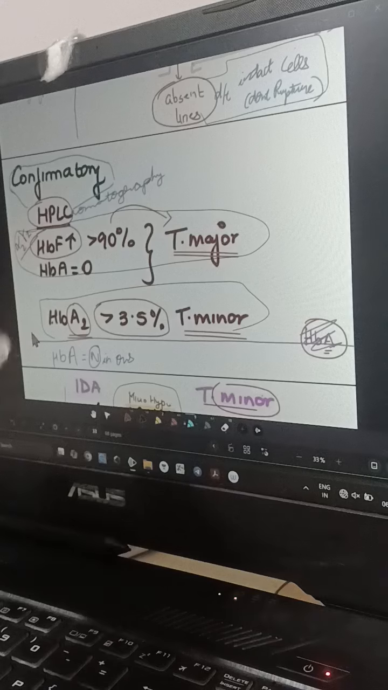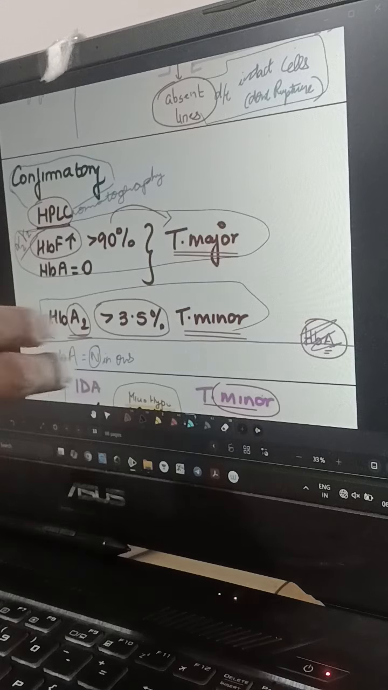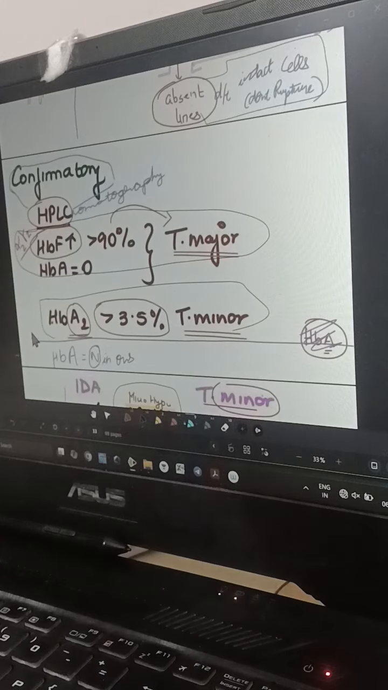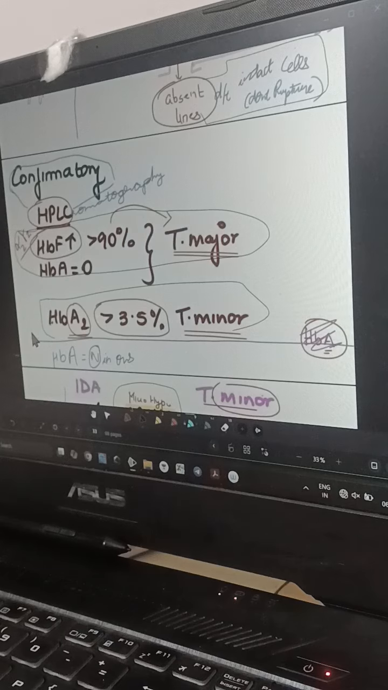HbA2 is more than 3.5%, and that is there in case of thalassemia minor, right? So basically in thalassemia major you only find HbF, and you might find the alpha tetramers as well.